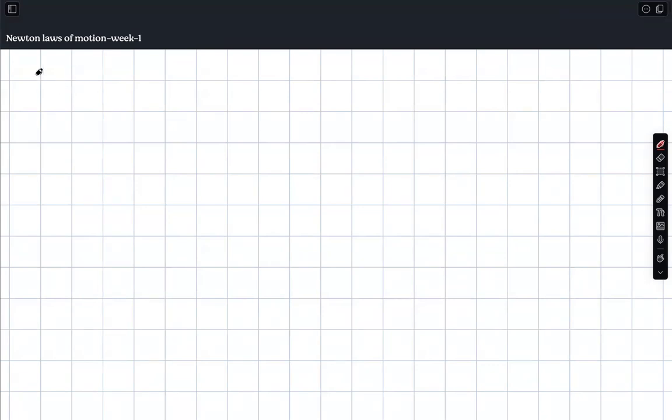So we'll deal with the cause of motion in this chapter. Cause of motion.